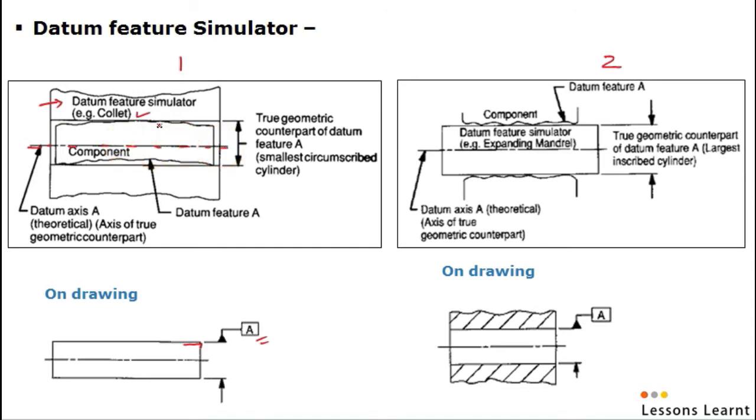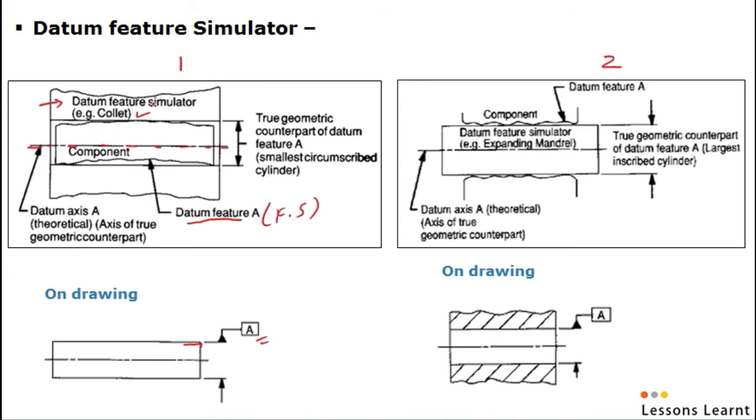So when we want to manufacture this component, we are going to manufacture it by giving datum on this surface. This surface of this component is our datum feature, which is the actual functional surface.